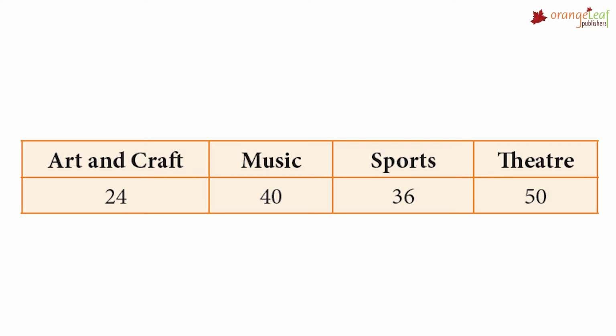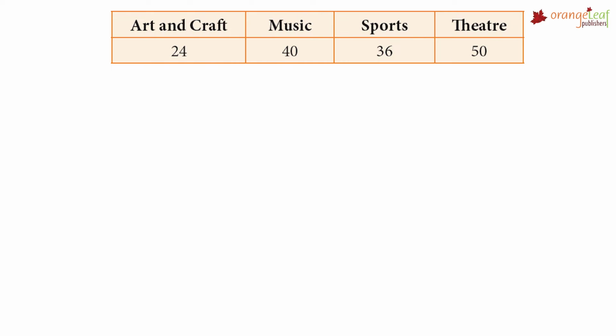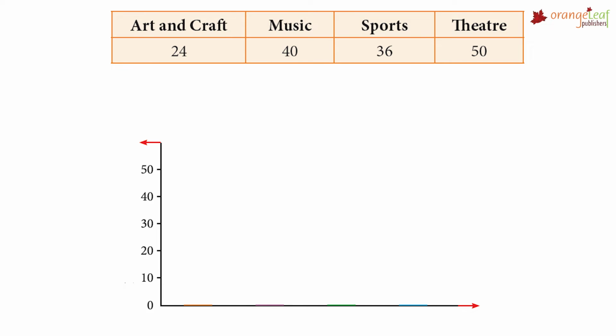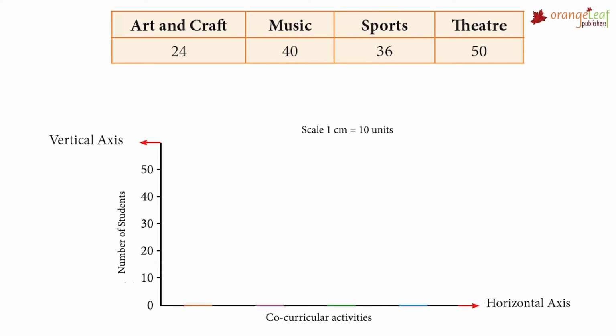Here is a table showing the data of the co-curricular activities of students of grade 5 in a school. We have 24 students who chose art and craft, 40 who chose music, 36 who chose sports, and 50 students chose theater. The first step in drawing a bar graph is to select the scale. Let's say the scale is 1 centimeter is equal to 10 units. We now draw the horizontal and vertical axis. The horizontal axis tells us about the co-curricular activities, and the vertical axis tells us about the number of students.